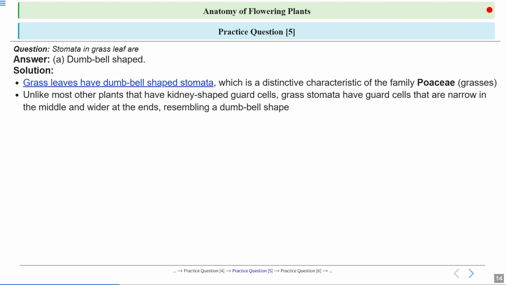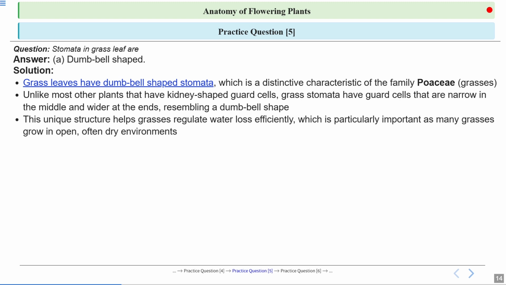Unlike most other plants, which have the kidney shaped guard cells. That is, all dicots have the kidney shaped guard cells. Grass stomata have guard cells that are narrow in the middle and wider at the end. So that makes the dumbbell shape. This unique structure helps the grasses regulate water loss efficiently, which is particularly important as many grasses grow in open and often dry environments.